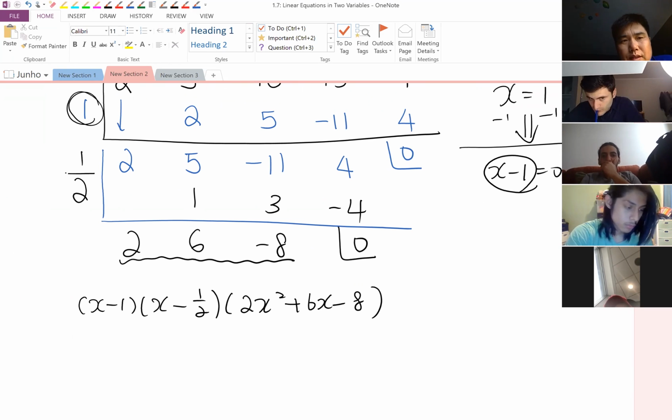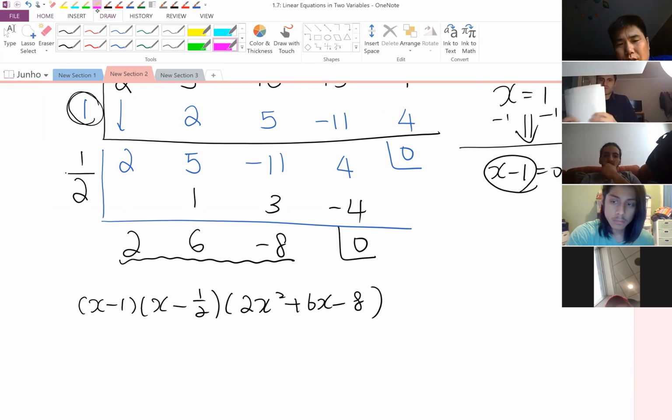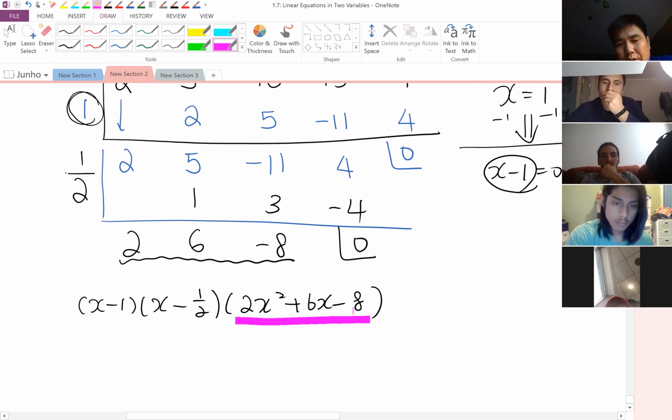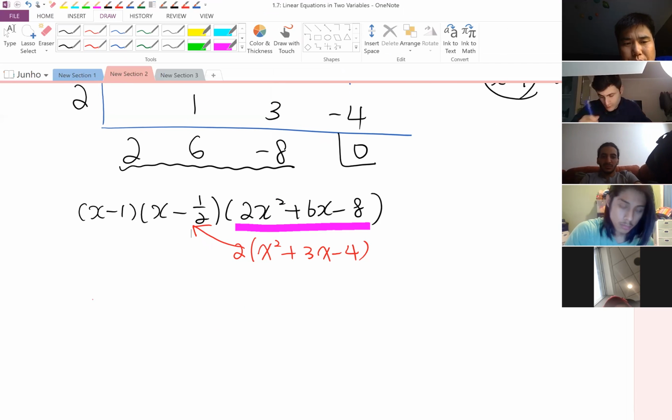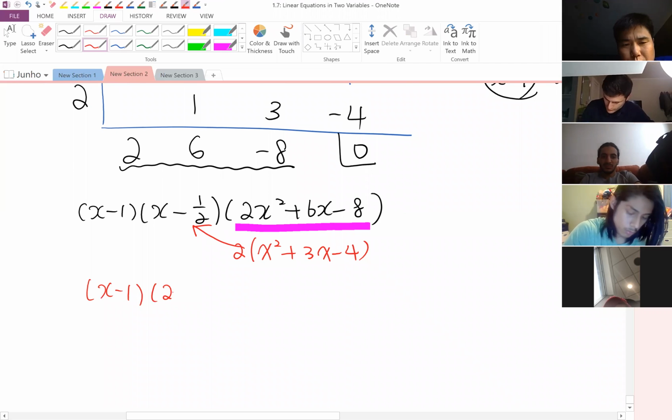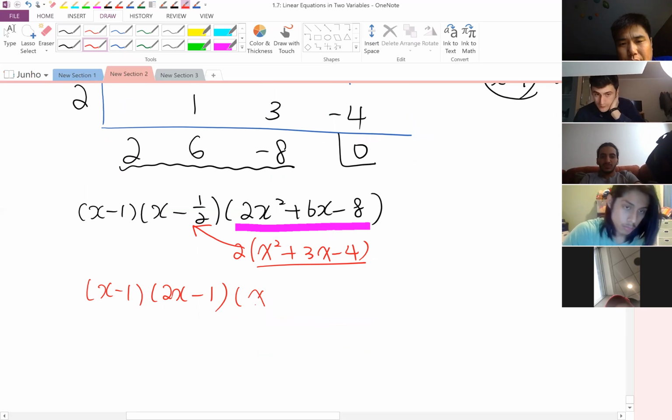Now, do you see a common factor here? Common factor? 2. 2x. So we can rewrite this as 2 times x squared plus 3x minus 4, right? I'm going to multiply 2 into this parenthesis, then this becomes x minus 1 times 2x minus 1. And now factoring this one, I'm going to skip the step, but anyway, so x plus 4 and x minus 1.